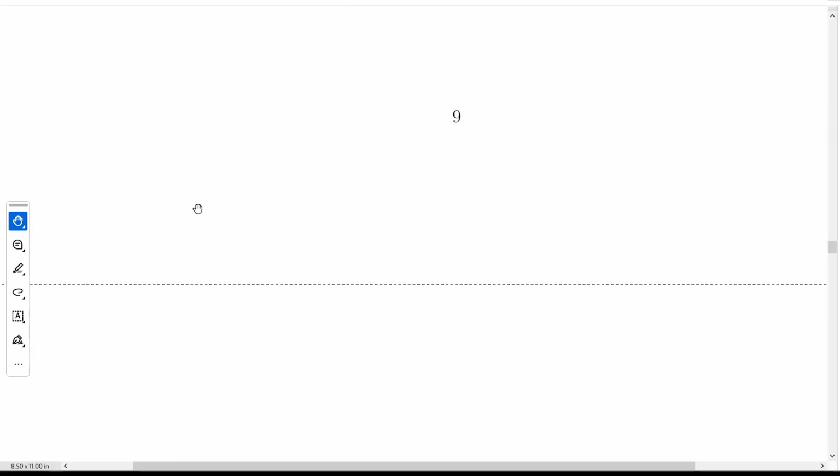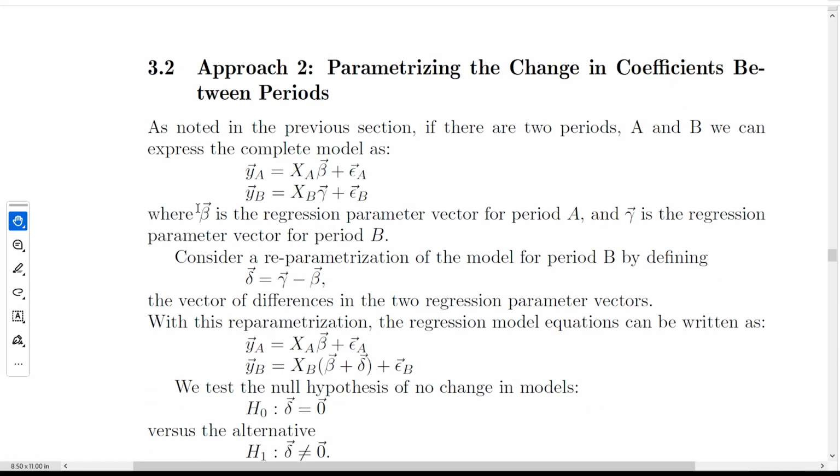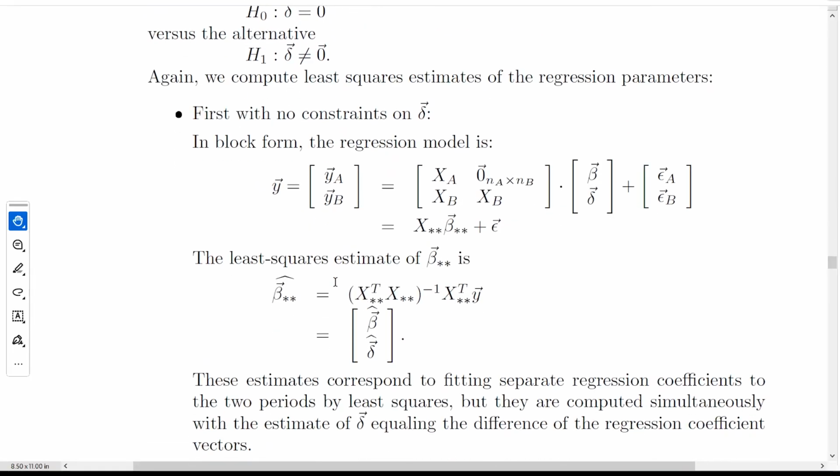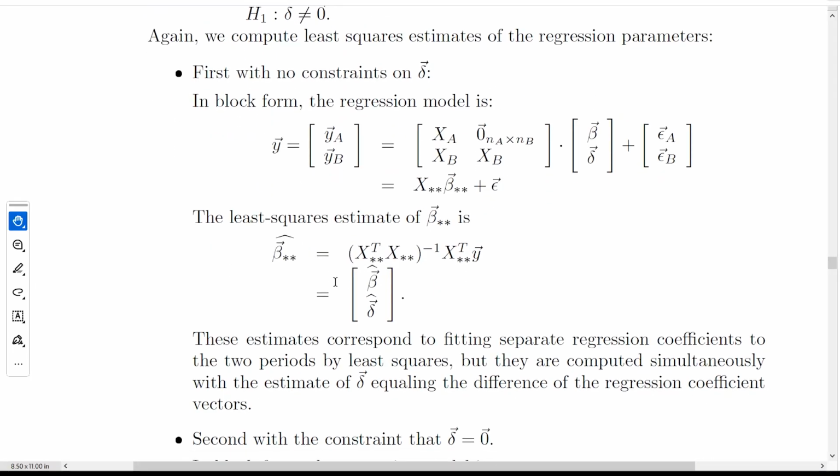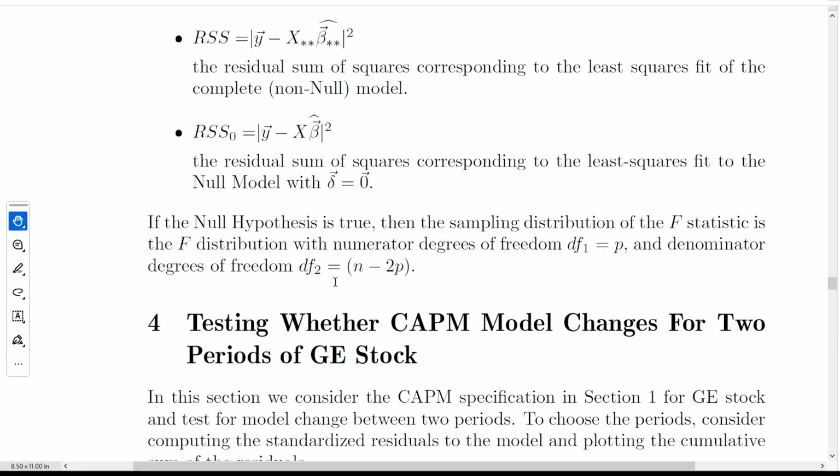And one can also, instead of considering separate parameters for each period, consider a beta value here for the entire period, and then use that beta value together with the change in parameter values in period B from period A. And so one can set up the regression model where one is interested in whether this change parameter delta is equal to 0 or not. And so mathematically, we get an F-test from that.